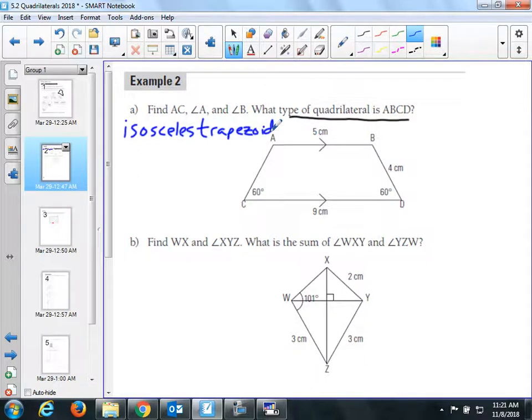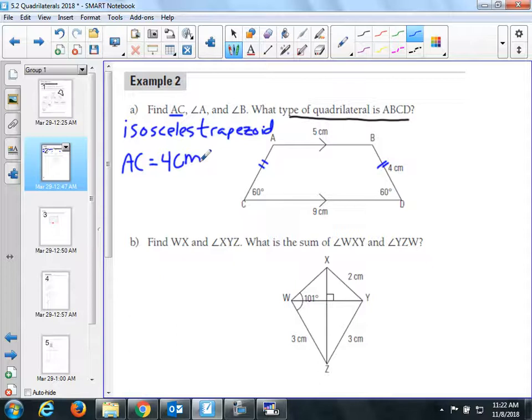Once you know that it's an isosceles trapezoid, that means this side is the same as that side. So the first question, find AC. Well, AC will be equal to 4 centimeters. Okay.